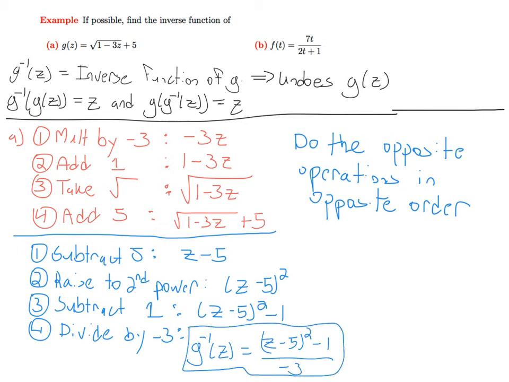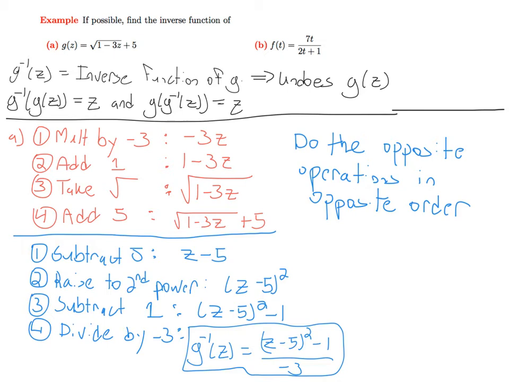Okay, and why this would be the inverse is that by doing these opposite operations in the reverse order, one by one, we're going to undo each operation. So subtracting 5 undoes adding 5. Raising to the second power undoes taking the square root. Subtracting 1 is the opposite of adding 1, and then dividing by minus 3 is the opposite of multiplying by minus 3. So that sequence of operations gives us the function down below.